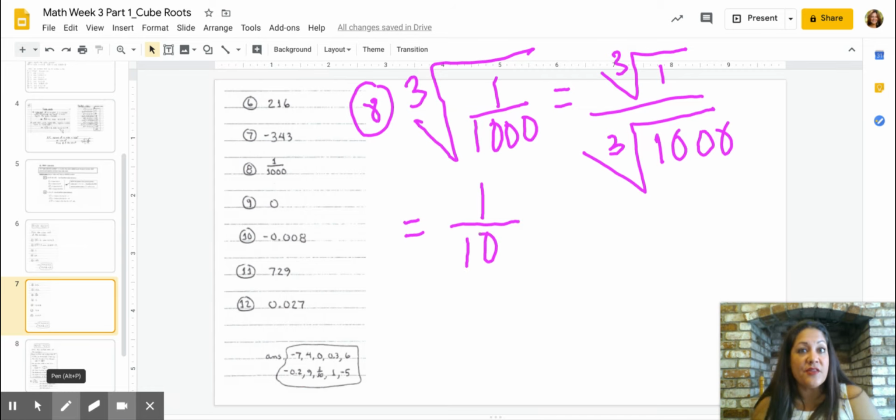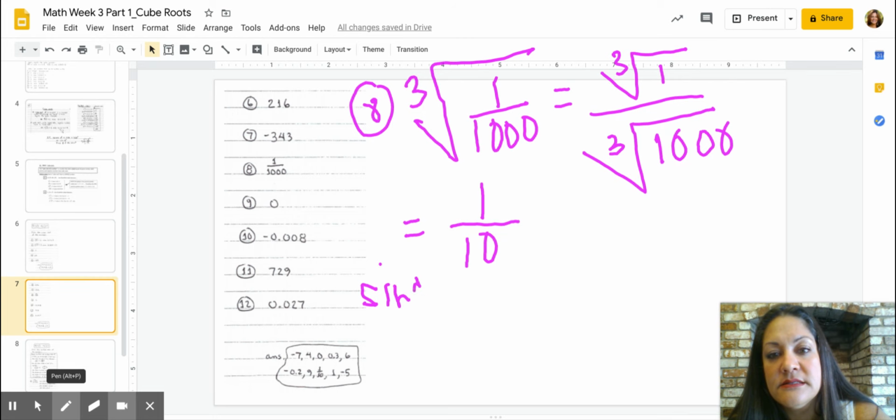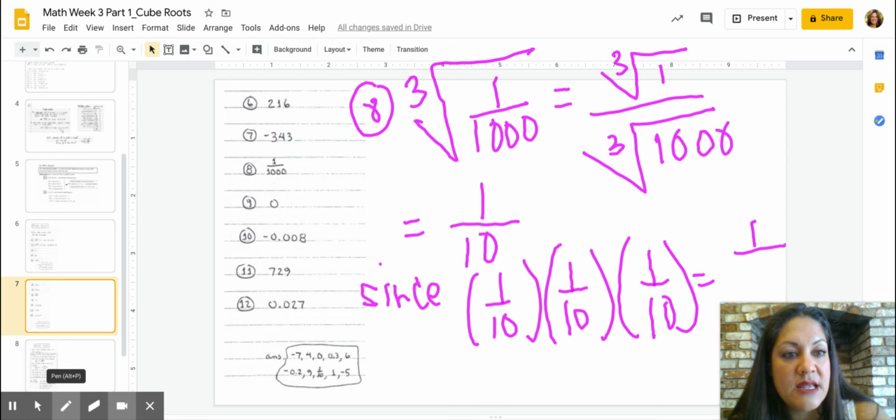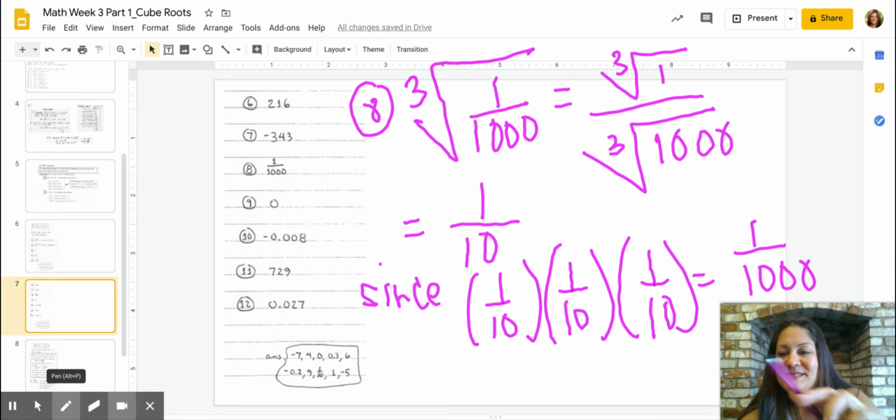And the reason for that is since 1/10 times 1/10 times 1/10 equals 1/1000. Easy peasy.